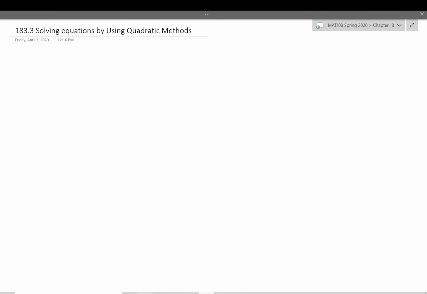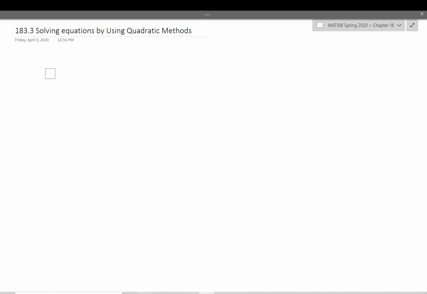All right, hello everybody. So 18.3, solving equations by using quadratic methods. This is everything that we've worked up to, okay? There is really no rhyme or reason to this. What we need to do is just solve problems. So I'm going to just go ahead and do a bunch of examples for us, and that's going to be it for this lecture. So example 1.